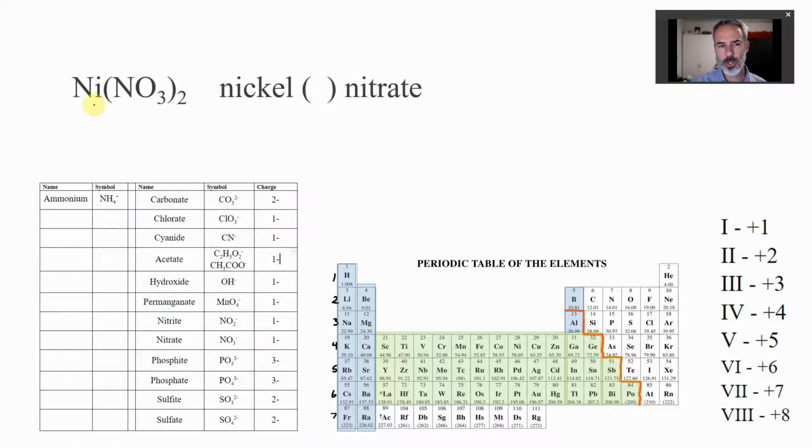Now, I see that there's only one nickel. Does that mean that this is a 1? No, it's referring to the charge. So we've got to figure it out. How do we figure it out? We make an ion counting list. I want you to do that. Use this formula and draw out your ion counting list. And then I want you to tell me what the Roman numeral will be.